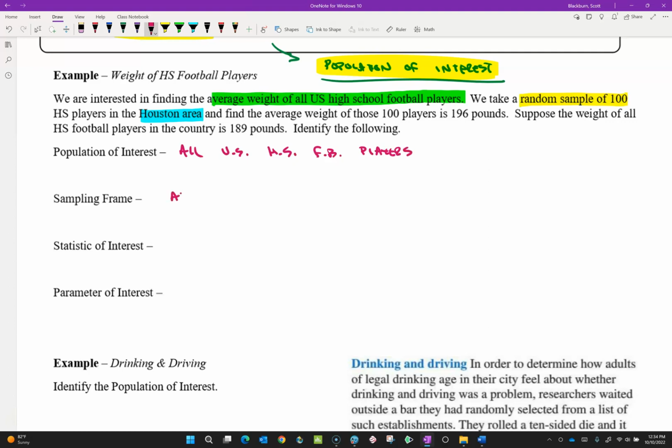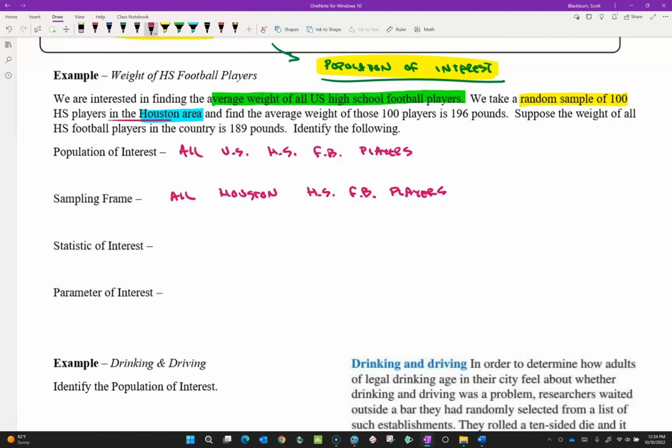Sampling frame: all Houston, well, assuming that they actually could get all the Houston players, I guess we could say high school football players. But it might not even be that. Like if there were certain high school football players, like maybe a small school that didn't have a chance to get selected. I don't know exactly how they did it, but we're going to just assume that it was all high school players. What's the statistic of interest?